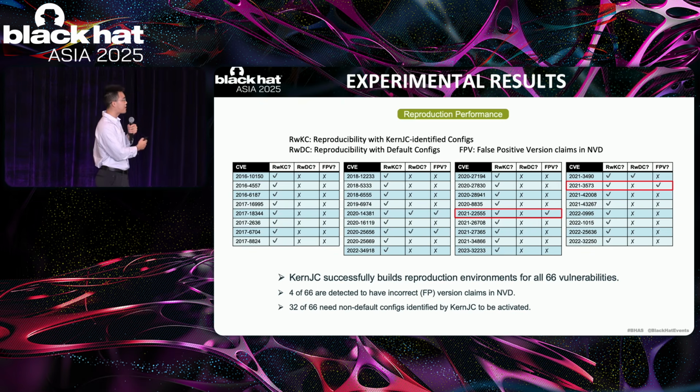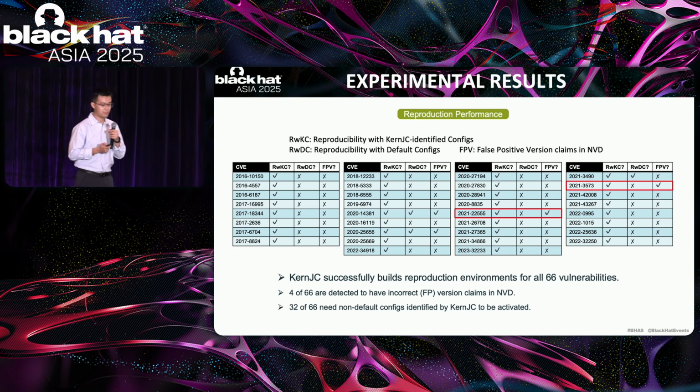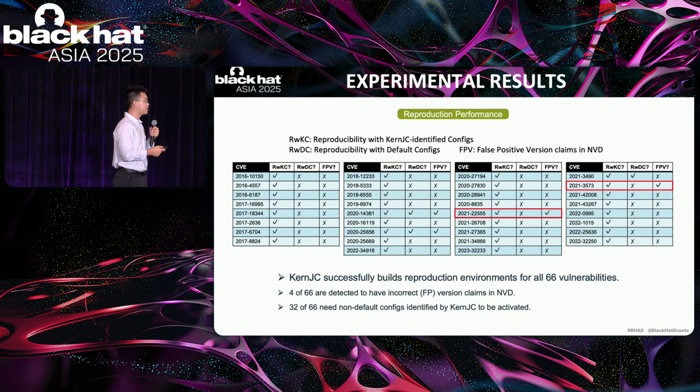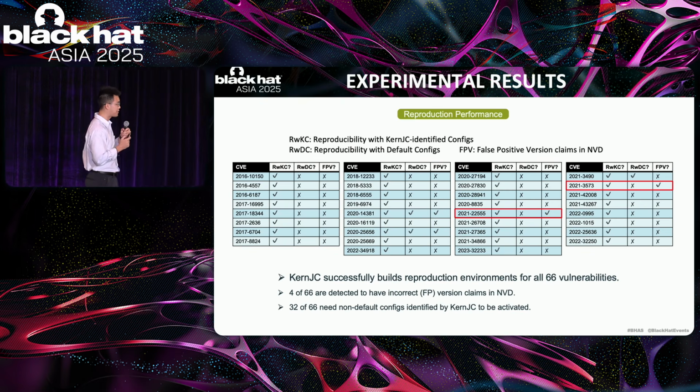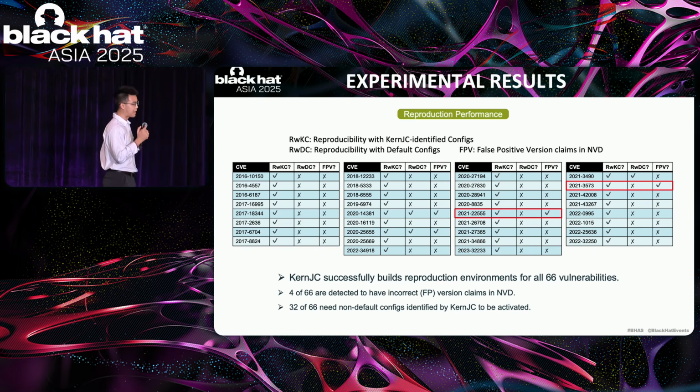We also compare the environment built by KernJC with the default config environment. And you can see in the evaluation results, all the environments built by KernJC are effective. That means you can trigger or reproduce all the vulnerabilities in our modified environment. And about half of the vulnerabilities cannot be reproduced in the default config environment.